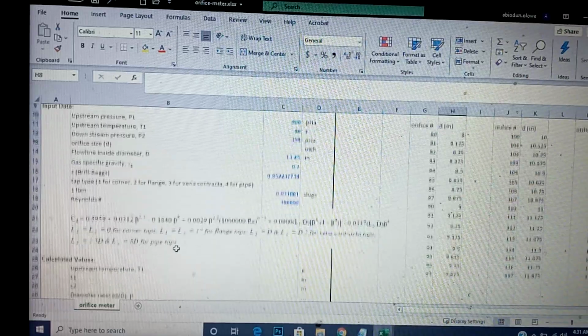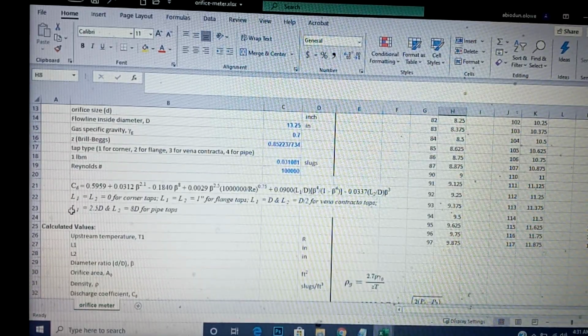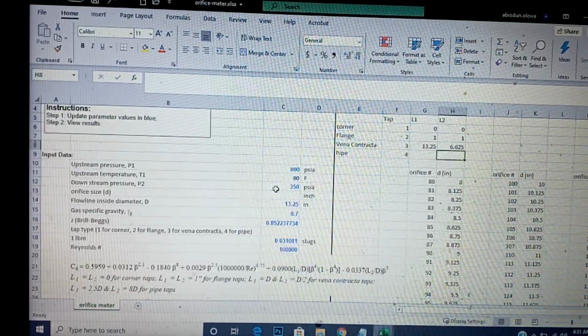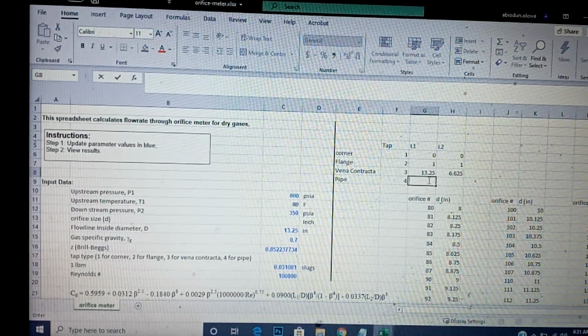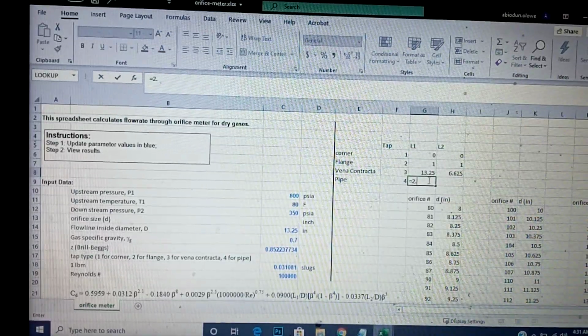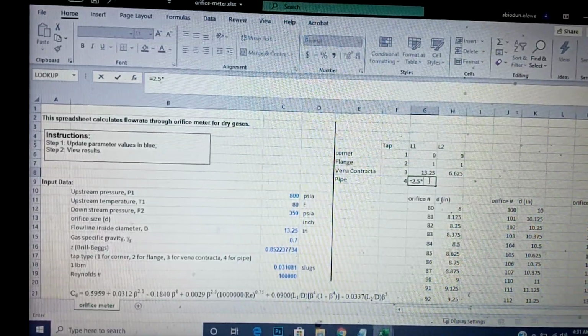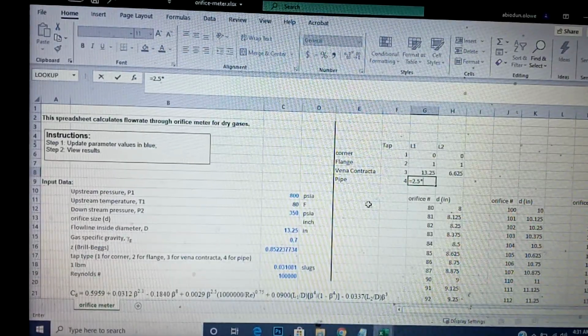For pipe type, L1 is 2.5D and L2 is 8D. L1, I'm going to put equals 2.5 multiplied by D. I click on D.